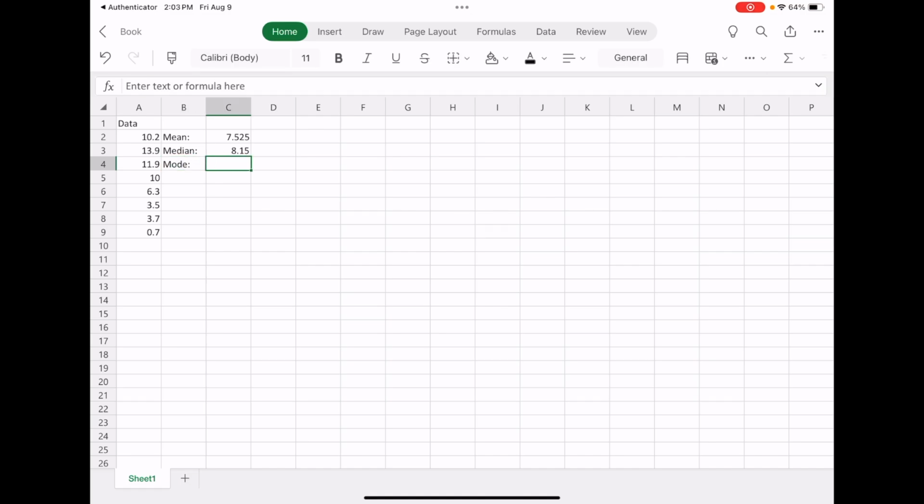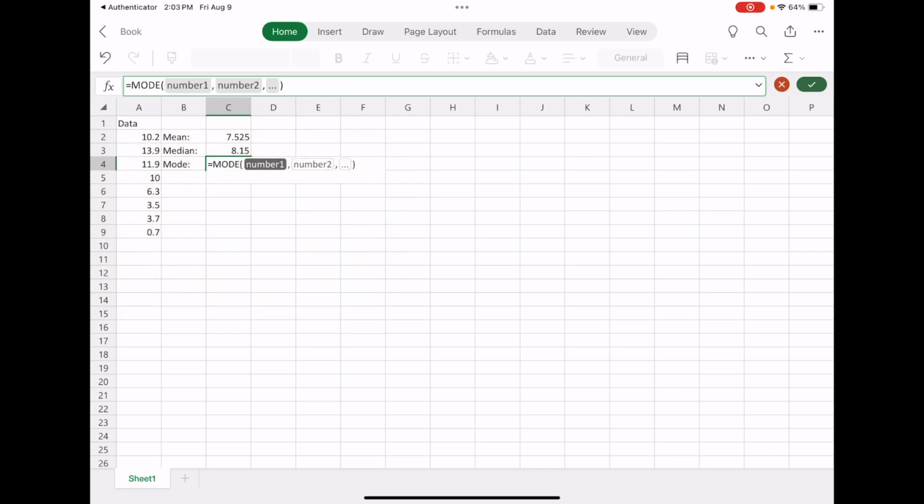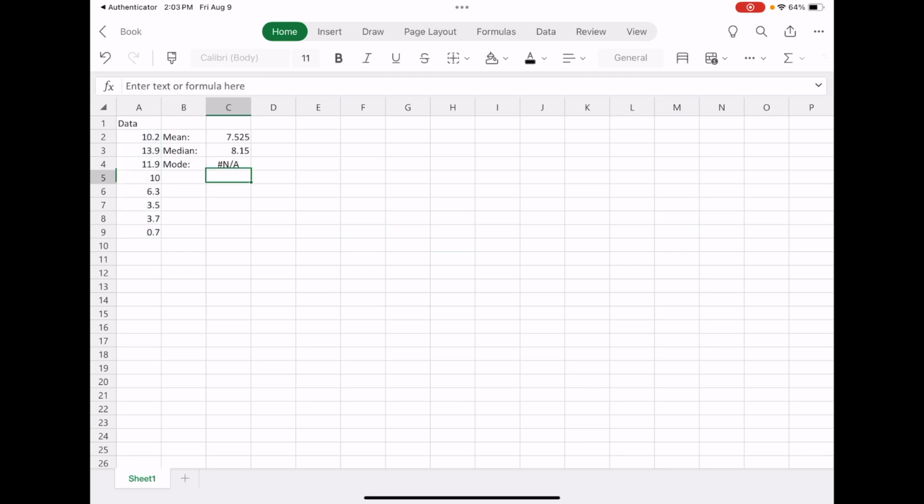Now we already determined that this thing is not going to have a mode because every number is unique. So I'm going to go ahead and do mode, drag it down, enter, and A. Okay, there you go. So no mode.